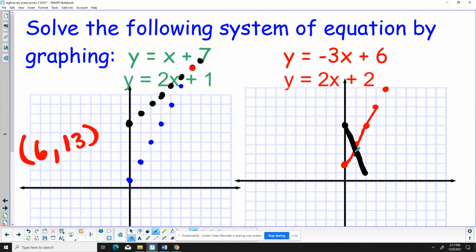So we're a little off there. So it's about 1, 2.5. Oops. If I'm estimating, but that's honestly not a very good graphing problem.